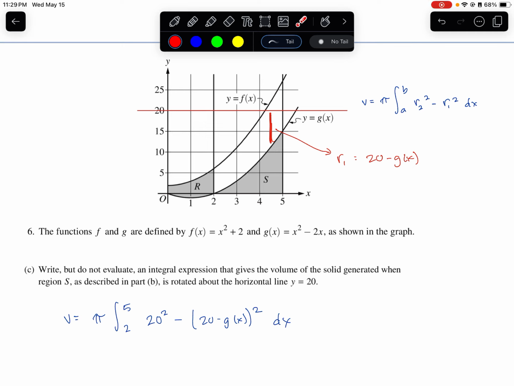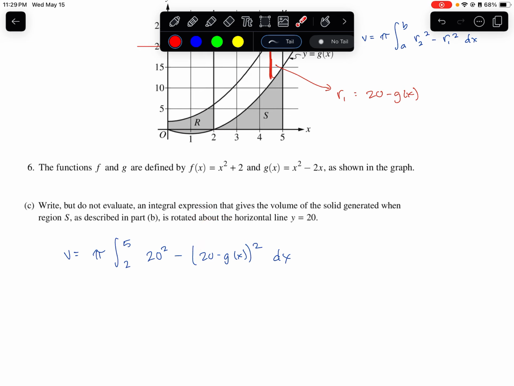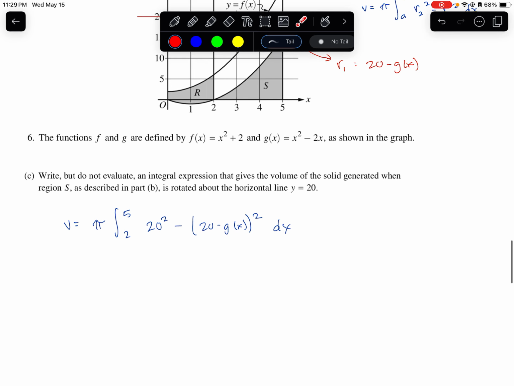So imagine that we're finding the volume of a cylinder being revolved, but then we're also subtracting away all of that, which is that volume right there. Okay, I've rotated it. Anything else? Write, but do not evaluate. We love those. Okay, I think that should cover it. And that's everything for question 6.